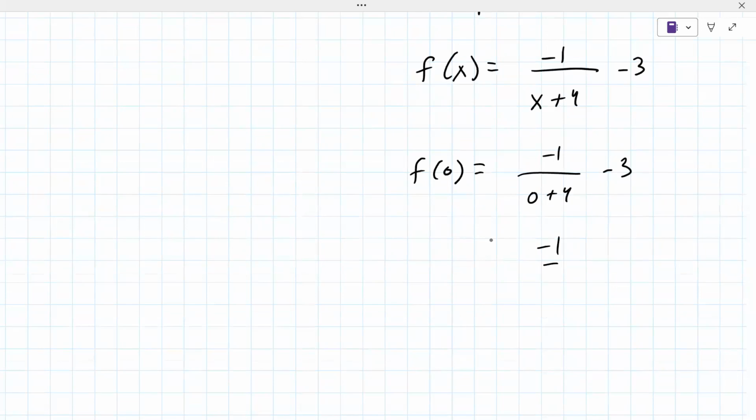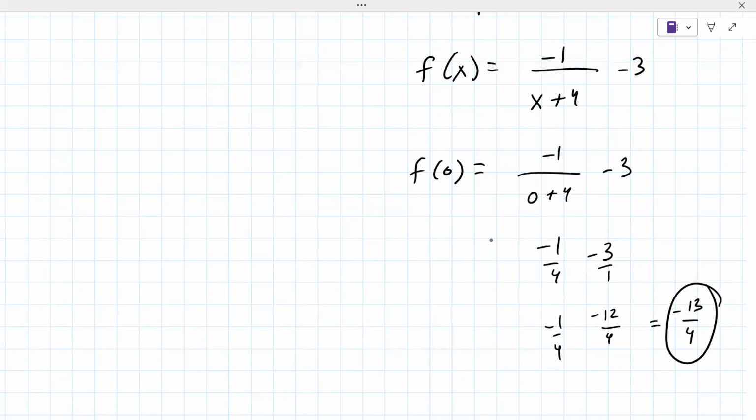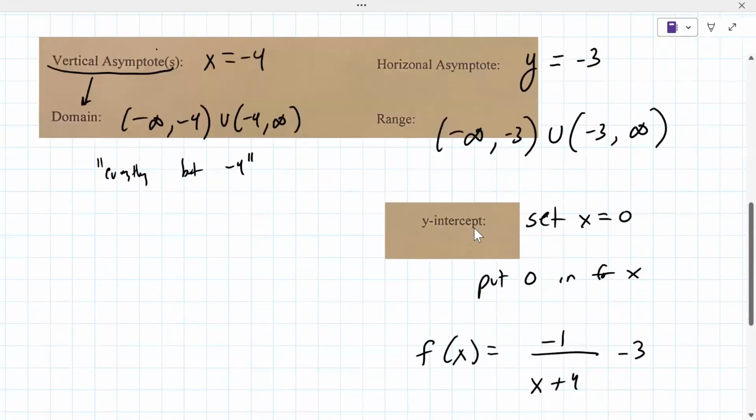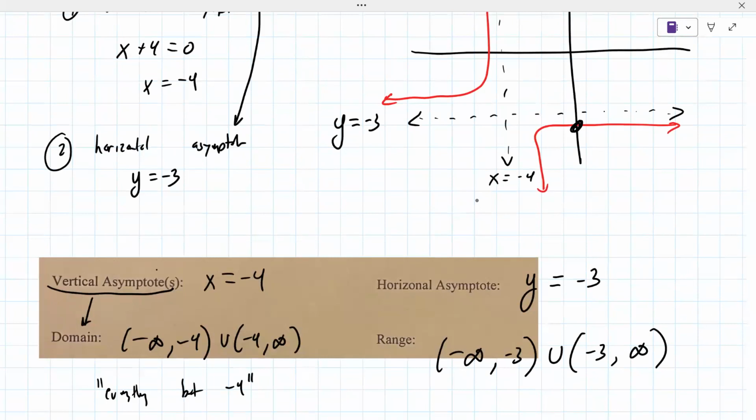This becomes -1/4 - 3. Well, you said you're not allowed to use a calculator, so you can make a common denominator here. So it ends up being -13 over 4 like that. It's an ordered pair, 0, -13 over 4. And that's where you might go back to the graph and put a dot there. Like, all right, that's 0, -13 over 4.